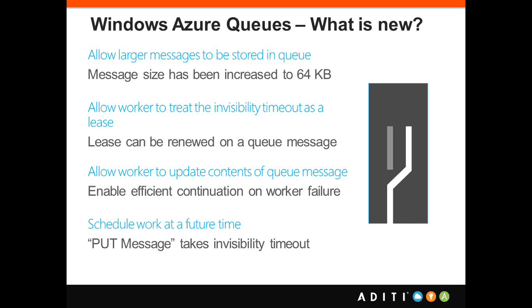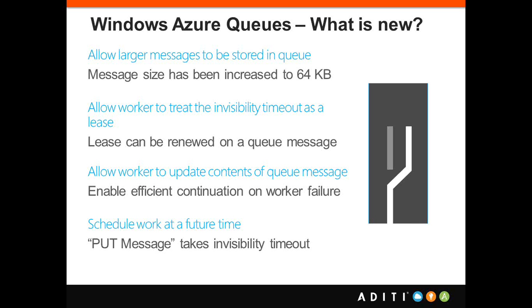Your worker role can now set the invisibility timer. Earlier it was set by default by Azure, I think 5 minutes maximum, but now you can set it to say that you want to make this message invisible for 1 hour, if your processing is taking 1 hour. You can set it explicitly when you retrieve the message from the queue, and you can keep renewing that queue message.